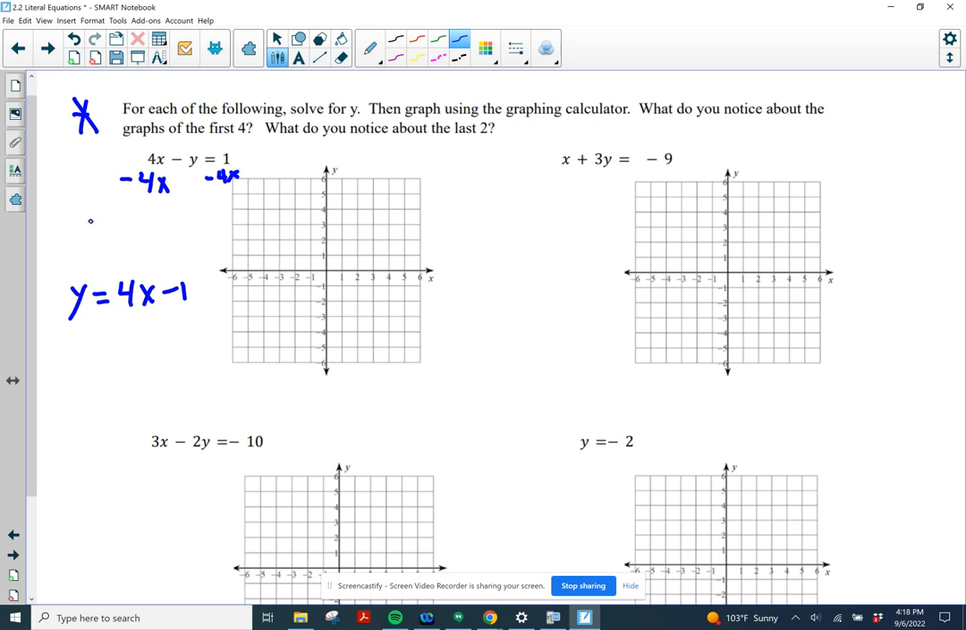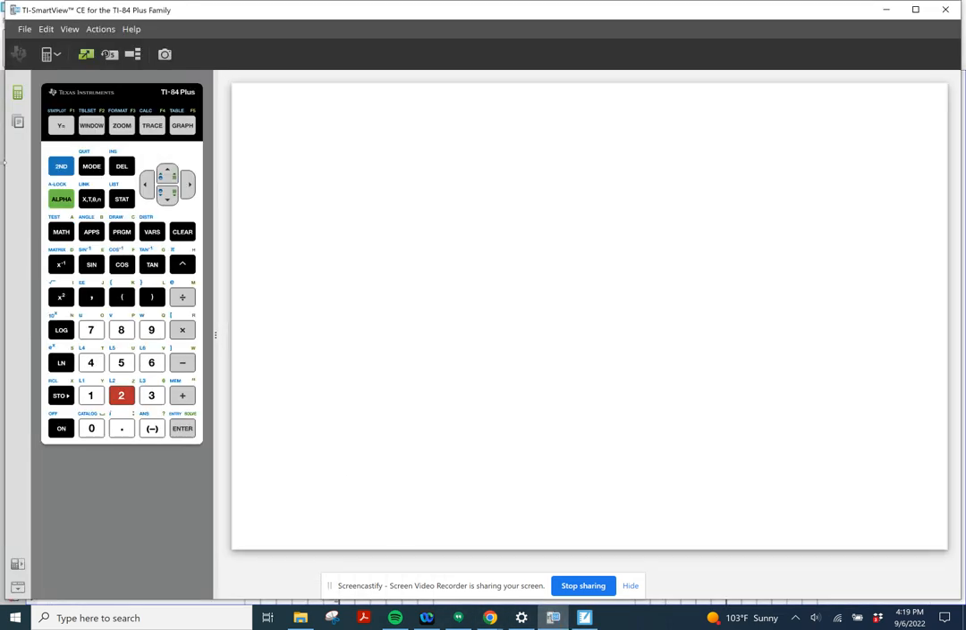Now this shouldn't look completely foreign because we have solved equations for y before when we were working with lines. This is y equals mx plus b. This should be the equation of a line, but let's do it on the calculator. So let me show you how to graph on the calculator.